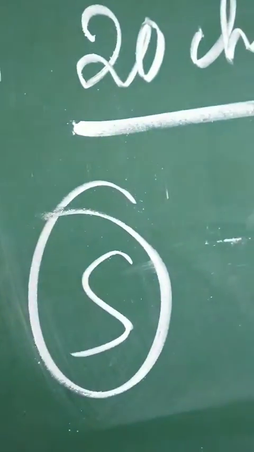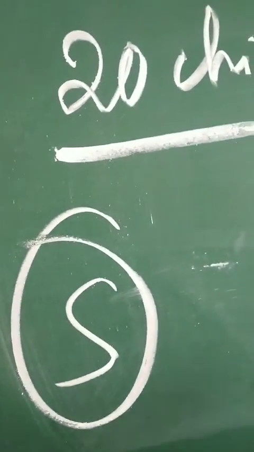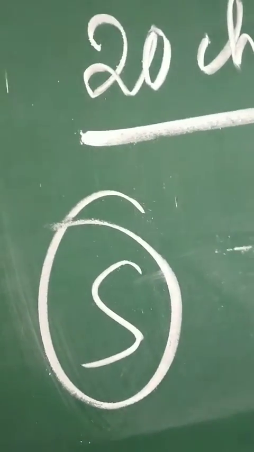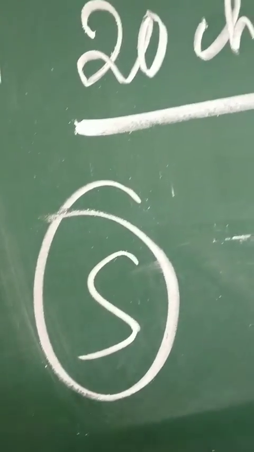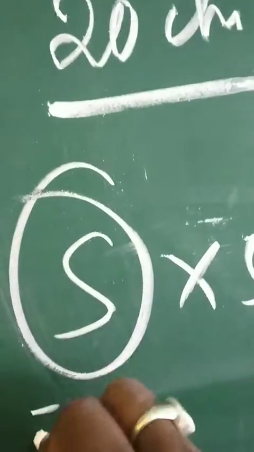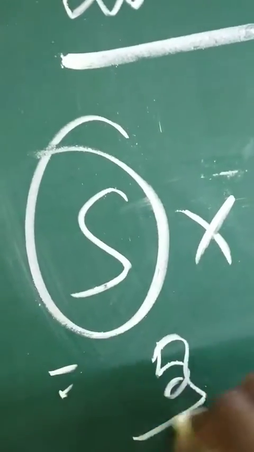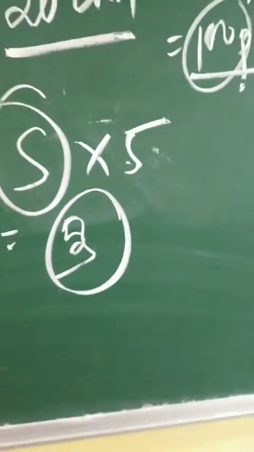But if we don't know the number of students, suppose there are S number of students, and each child is supposed to get 5 pencils, how many pencils are to be distributed? S into 5. S into 5 is 5S. So children, these were some basic concepts of it.